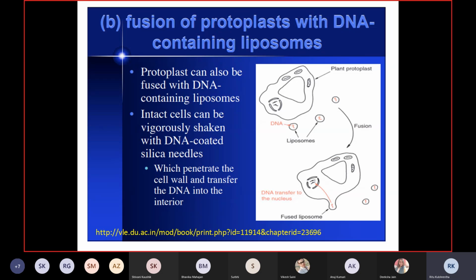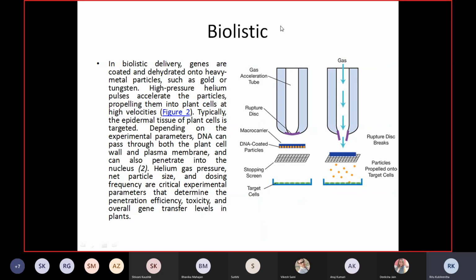Then another method is biolistic, which I had mentioned briefly in my last class, and it is a method in which you take your DNA and you coat it with a heavy metal such as gold or tungsten, and then you pass it under a lot of pressure, at a very high velocity. At the end of this machine, you put a rupture disc. Then your DNA, which is coated with these heavy particles, goes with a lot of pressure to this disc and it ruptures it.